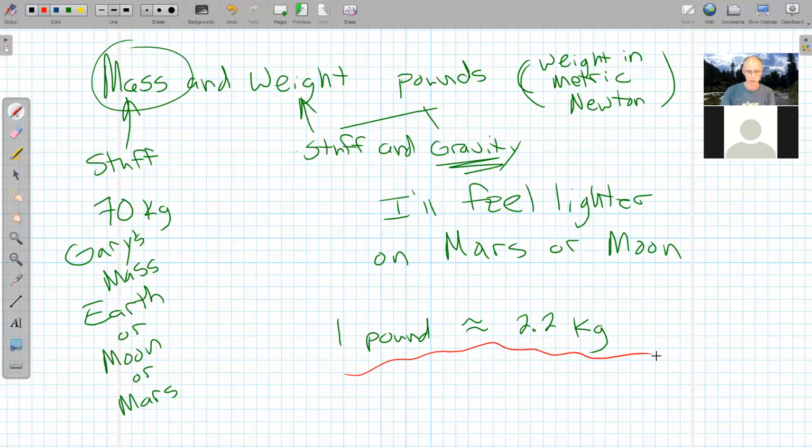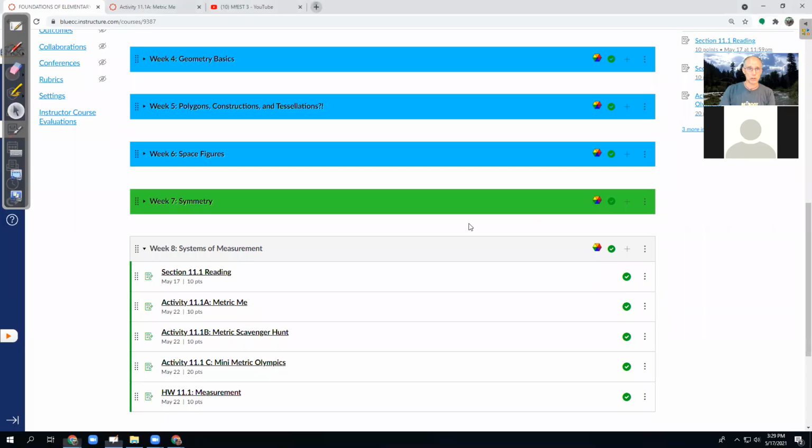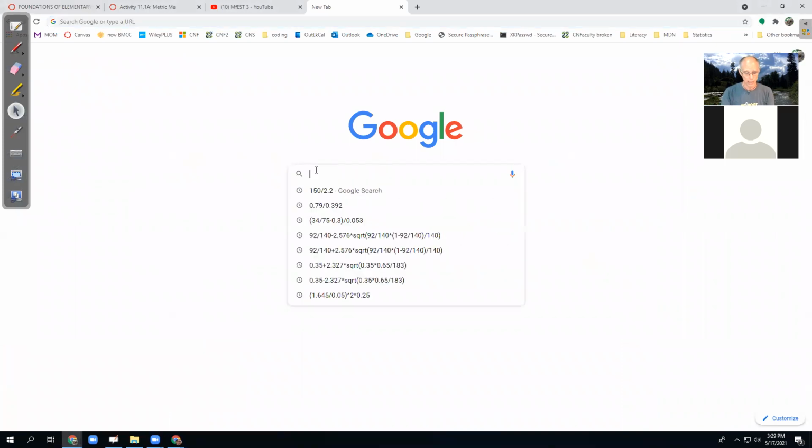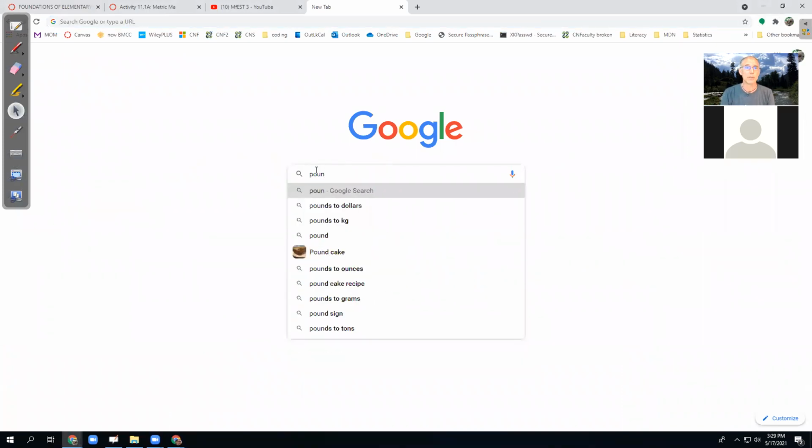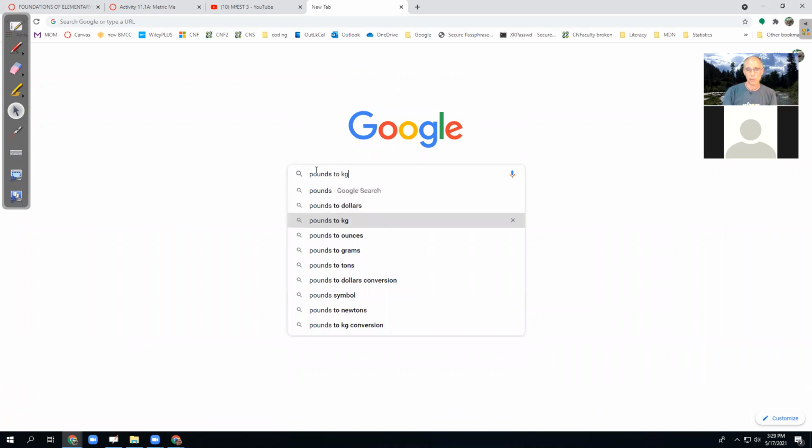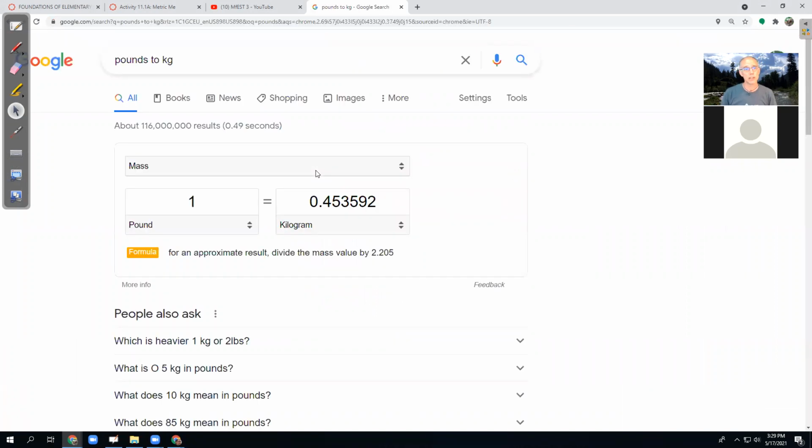I know lots of elementary school kids that have cell phones, unfortunately, and on their cell phone they can just go to any search engine, Google, and say pounds to kilogram. Pounds to, look at that, someone's waiting for me to make that calculation.